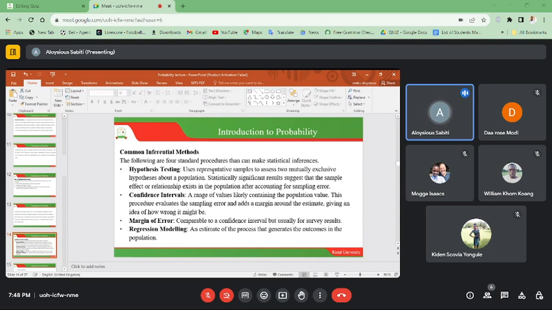Another inferential method is what we call the confidence intervals, or what most people in mathematics call the CI. So it is a range of values likely to contain the population value. This procedure evaluates the sampling error and adds a margin around the estimate, giving an idea of how wrong it might be. So most times when you see the confidence interval, you can see that at a confidence interval of 95%, whether there is significance in your area of study.